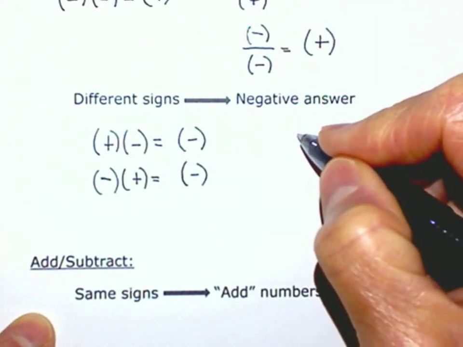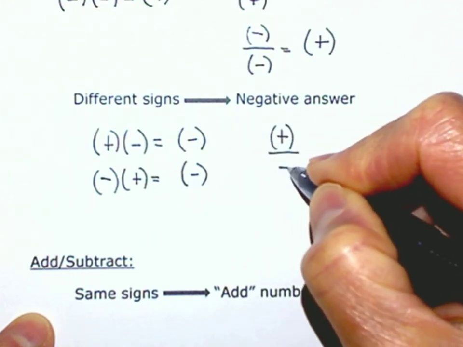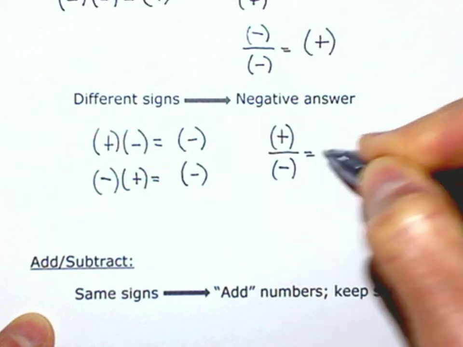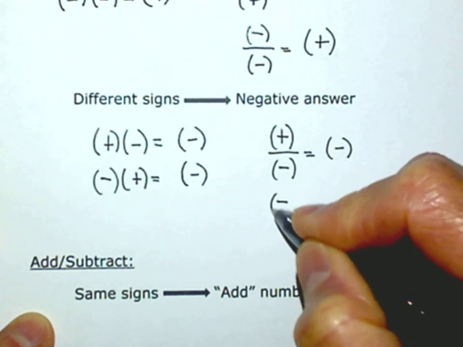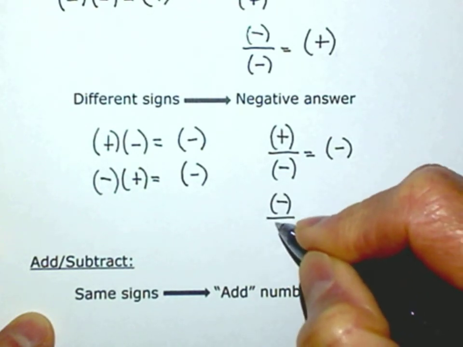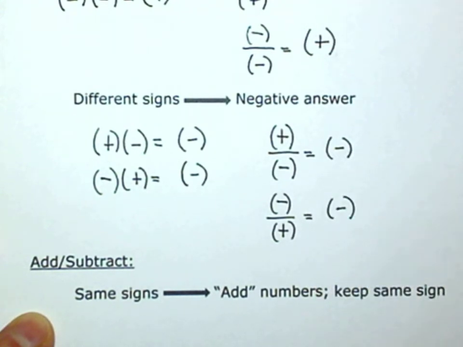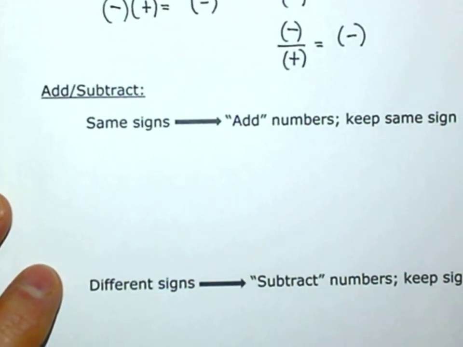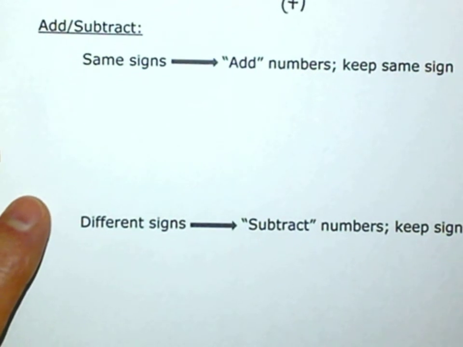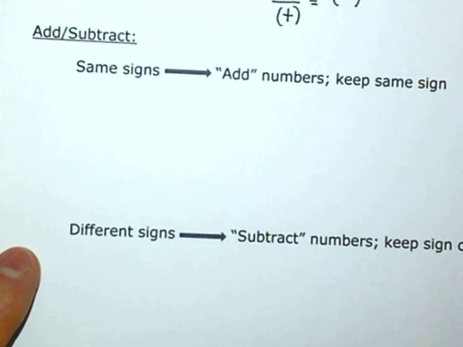The same rule applies when we're dividing. A positive number divided by a negative number will give a negative answer, or a negative number divided by a positive number will give a negative answer. Unfortunately, the rules for adding and subtracting are a little bit more confusing.